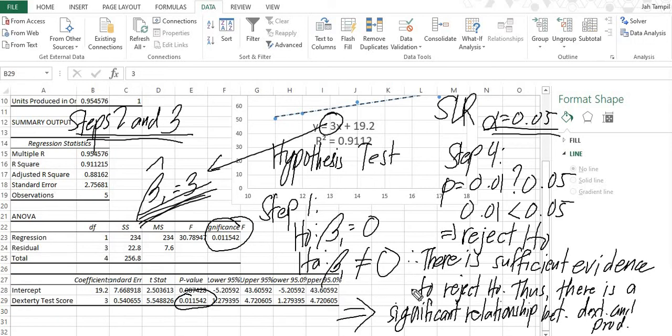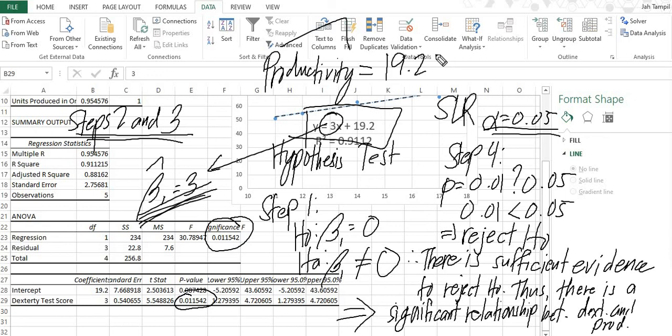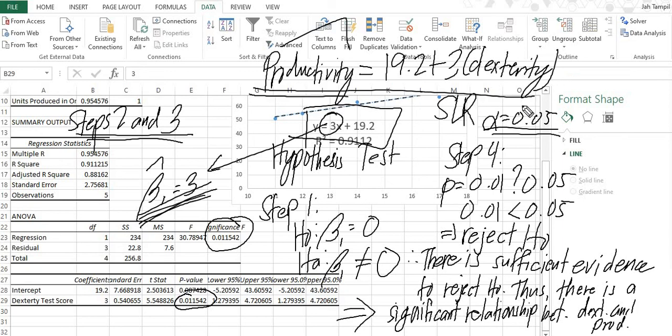So in the entire regression analysis, we were able to tell that there is a significant relationship between dexterity score and productivity, and that significant relationship is very strong based on our R and R squared. And that relationship that is significant and very strong is described by this equation, that the estimated productivity, or productivity hat, is equal to 19.2 plus 3 times your dexterity score. So that is how we do a full simple linear regression analysis.